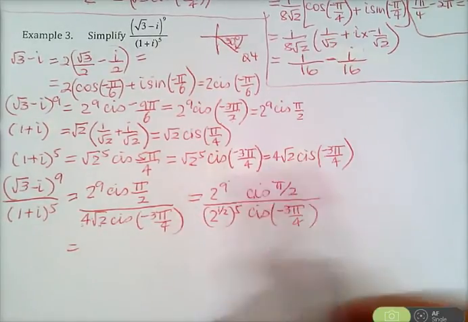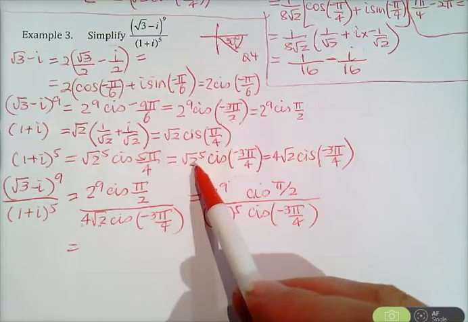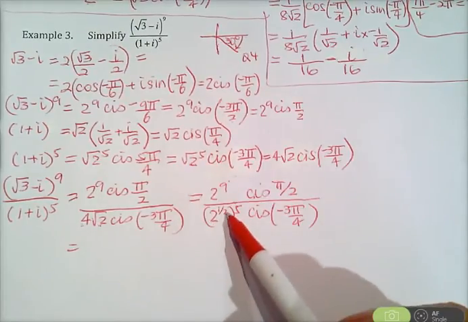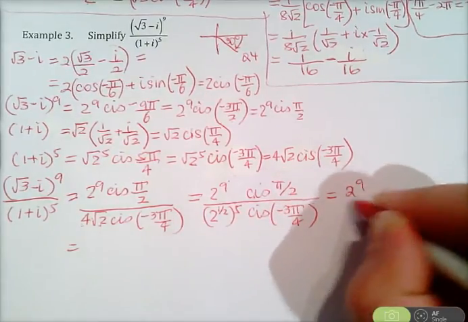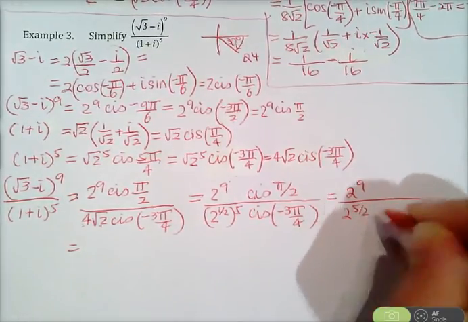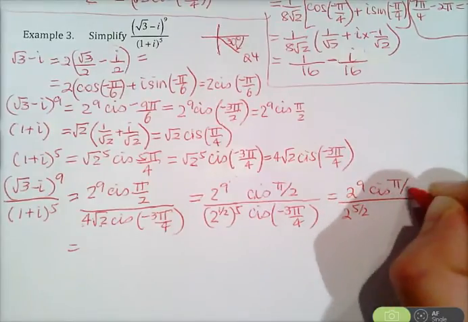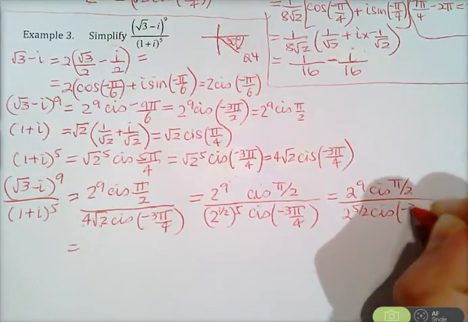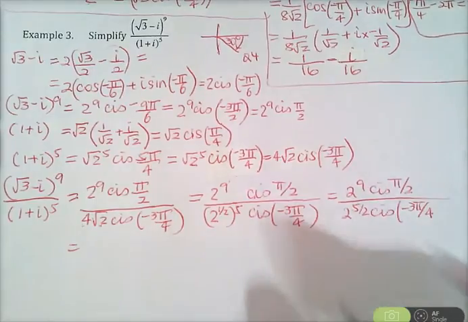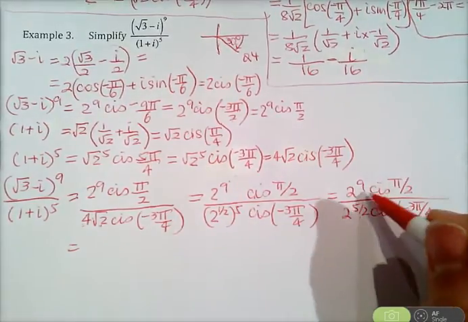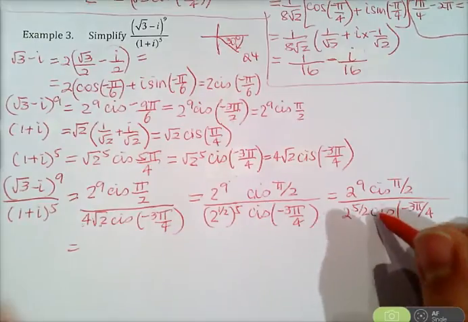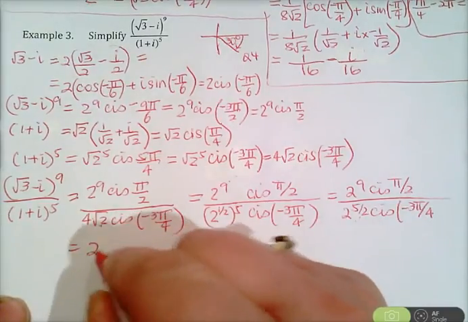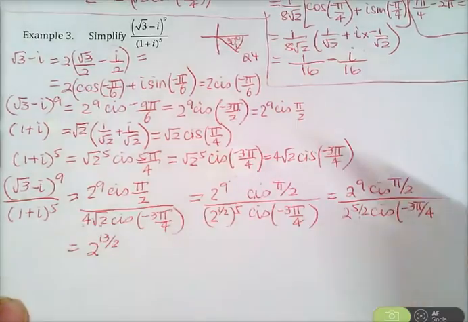Just looking at this now, I'd rather write root 2 to the power of 5 as 2 to the power of a half, to the power of 5, which really is 2 to the power of 5 on 2. Because when bases are the same, you can just subtract the indices, okay? So remember, we're dividing the moduli, so we're doing 2 to the power of 9 divided by 2 to the power of 5 on 2. Now that's 2 to the power of 13 over 2.